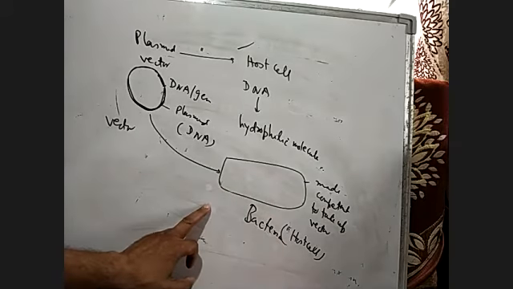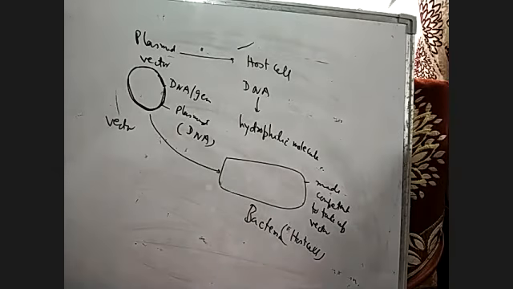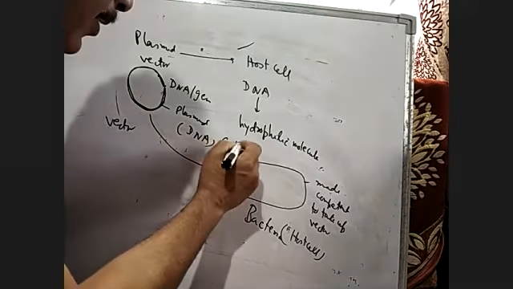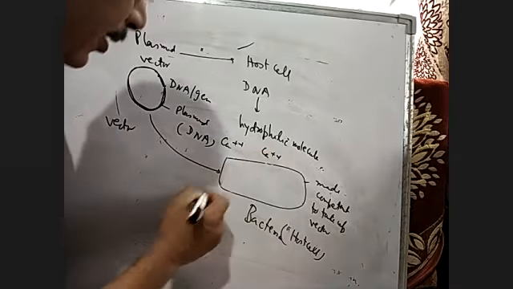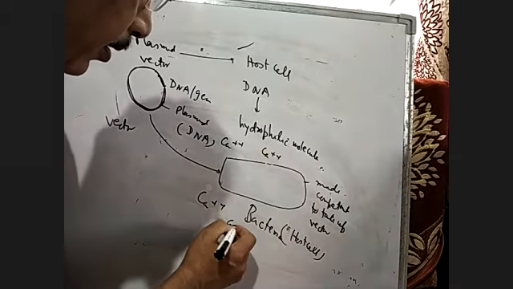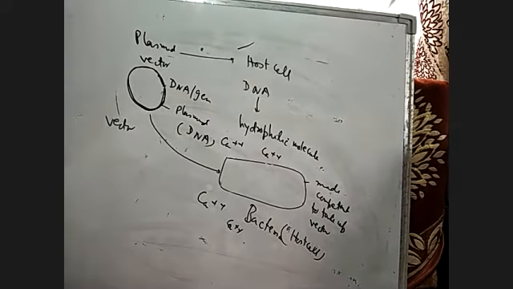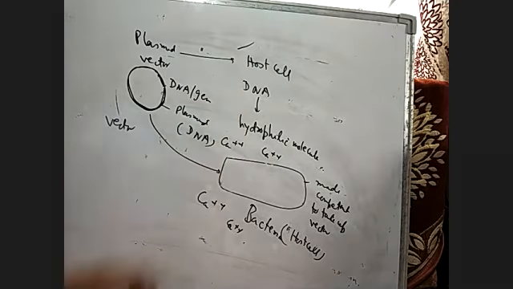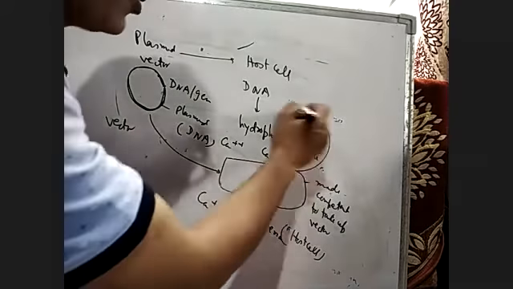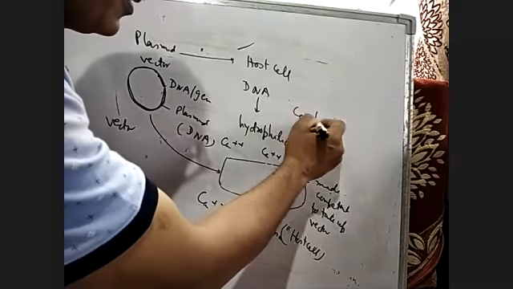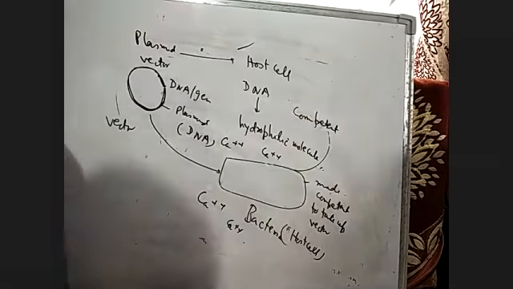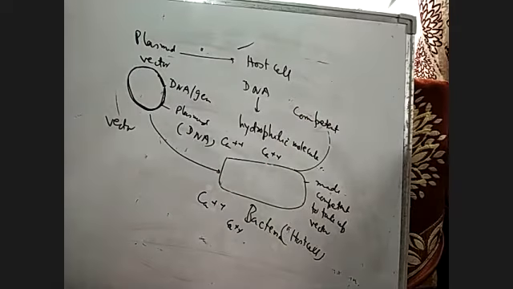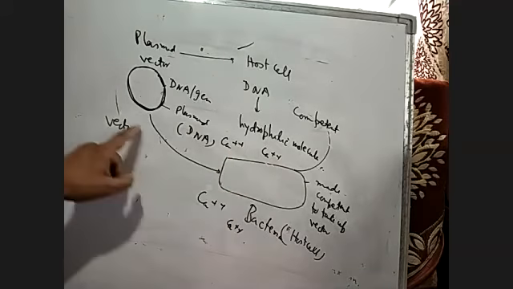So how do you make it competent? This is done by treating them with a specific concentration of divalent cations, such as calcium. So we spray the calcium ion here. Listen to it very carefully, because it will come in the exam. We will make the host cell competent so that it can take the plasmid vector.